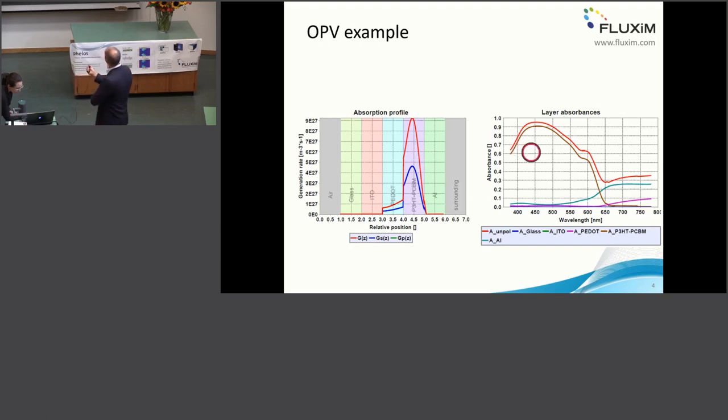In addition, we have layer absorbances. So these are the absorbances. Of course, you can also plot the reflectance spectra and transmission spectra. And the total absorption, this red line, is the sum of all the absorbances of the layers available here. In this example, we have mainly just two layers contributing: the bulk heterojunction, that's the main part of the absorption, and the aluminum that just basically absorbs where the bulk heterojunction does not absorb.